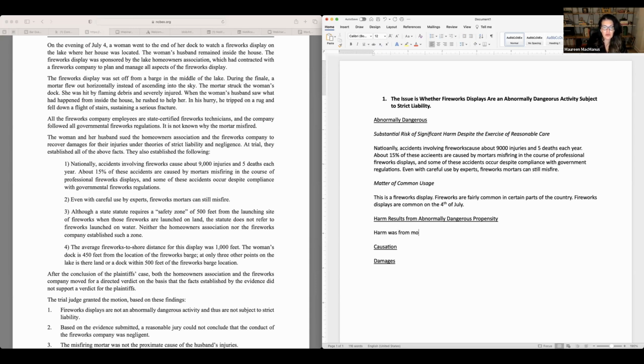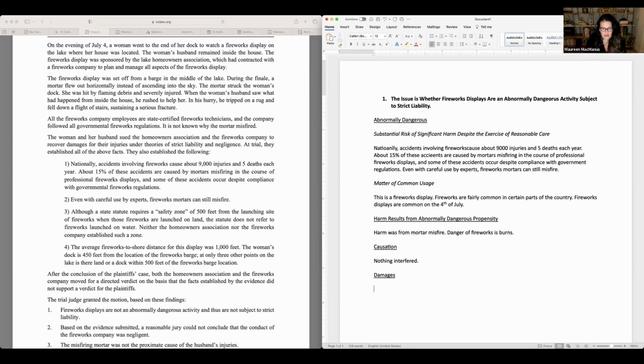Harm was from mortar misfire, danger of fireworks is burns, causation. I'm just going to say nothing interfered. That's going to be fairly straightforward. I would argue both ways on that. Anytime I hesitate a tiny bit, I'm going to argue both. Damages. What injury did she have?